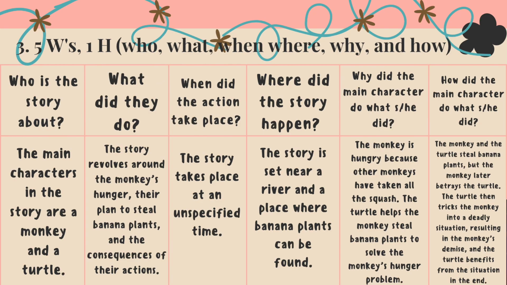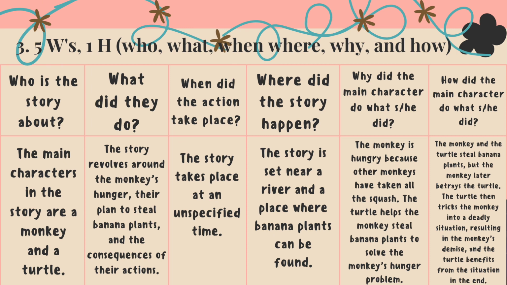Who is the story about? The main characters in the story are a monkey and a turtle. What did they do? The story revolves around the monkey's hunger, their plan to steal banana plants, and the consequence of their action. When did the action take place? The story takes place at an unspecified time. Where did the story happen? The story is set near a river and a place where banana plants can be found.